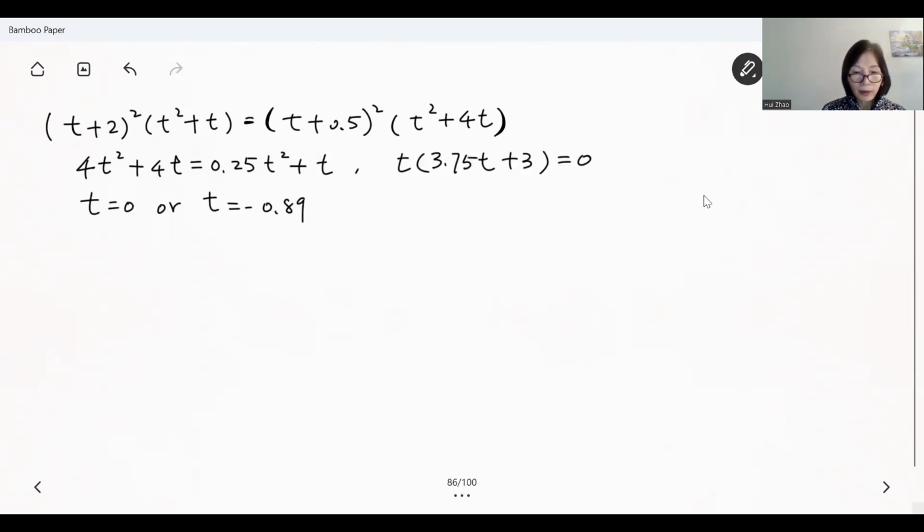Okay, but here for the domain, one is t is greater than or equal to 0, and the second one is t is less than or equal to negative 4. So negative 0.89 is greater than negative 4, right? So that means this solution is undefined, unreasonable, right?